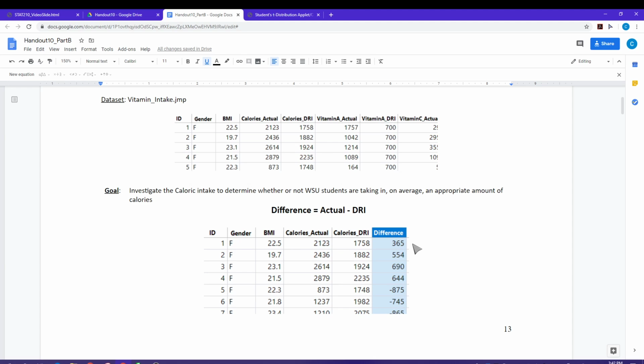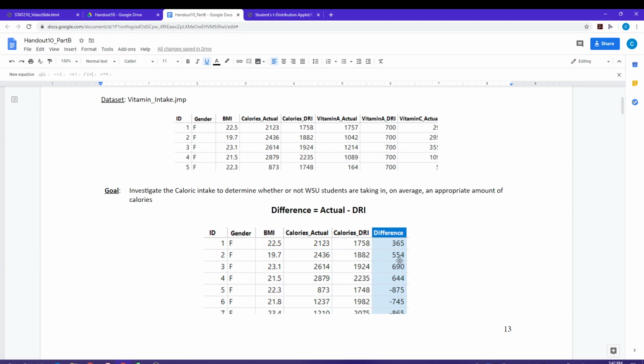So here you can see that they're about 300 off. Down here, we have somebody that is supposed to be taking in about 1,750 calories. They only took in about 900. So this individual down here is way under what they should have been taking in.